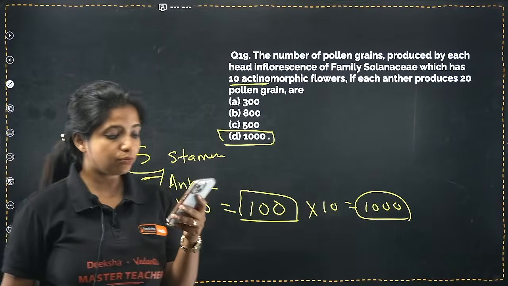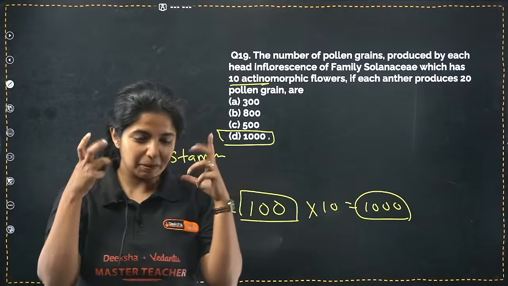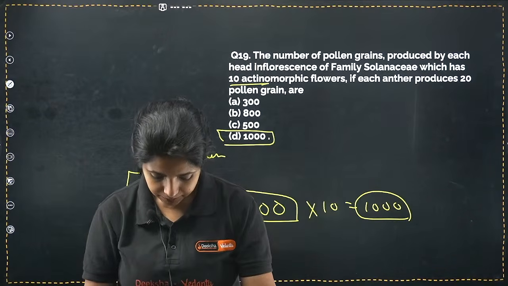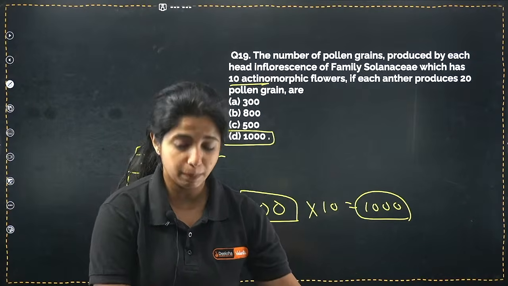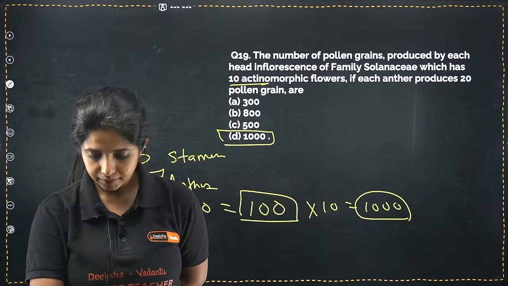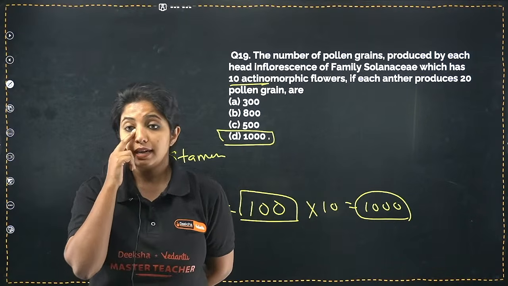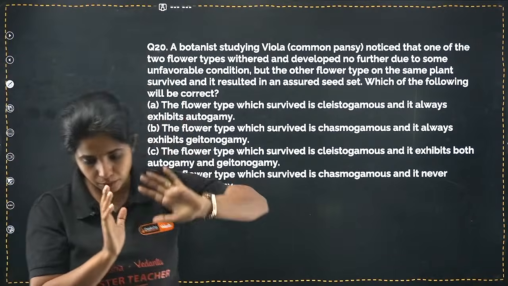Is it clear to you now? If it's clear, can you give me a thumbs up? I know it's a bit of a twisted question. Mostly you're not going to get a question like this, but you should be prepared for the worst, as I always tell you. Okay, now we just have one more question left, and that is question number 20.